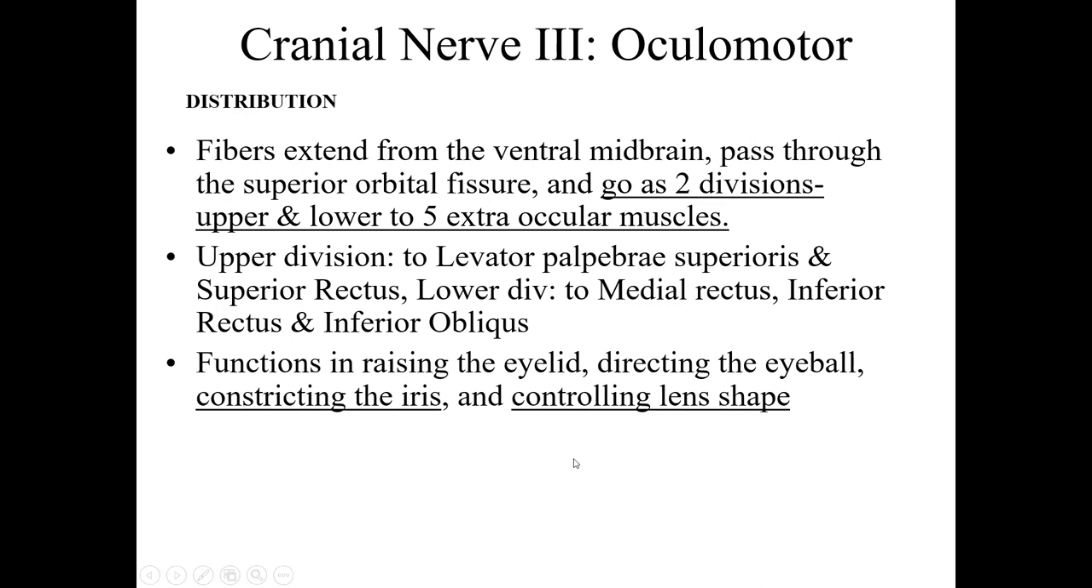The functions of these muscles, of course: levator palpebrae raises the upper eyelid, whereas the other muscles are directly attached to the eyeball. The superior rectus elevates the eyeball, and the medial rectus adducts the eyeball. The inferior rectus's primary action is lowering the eyeball, and then the inferior oblique. So these are the kinds of actions the oculomotor fibers carry: raising the eyelid, directing the eyeball according to which muscle it is stimulating, constricting the iris, and controlling the shape of the lens.